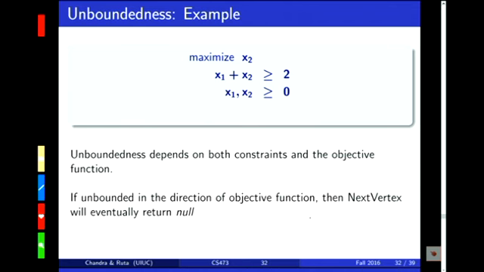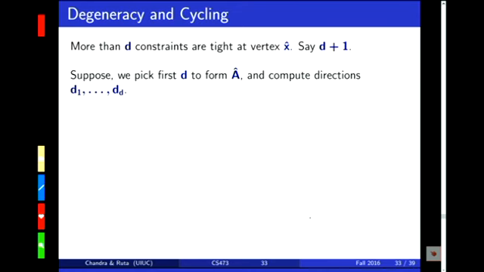There could be degeneracy. Can you give me an example of a polytope that you have seen for sure, where at a vertex more than 3 constraints are tight, or more than 3 hyperplanes meet? Anything?